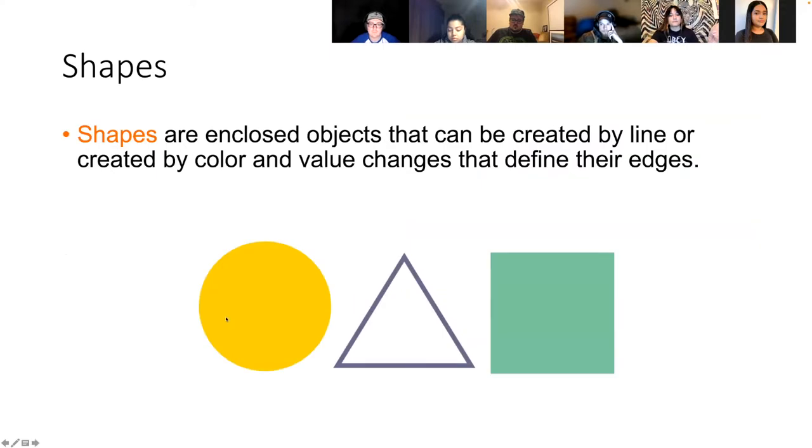So shapes. Shapes are enclosed objects that can be created by line or created by color and value changes that define their edges. I know that seems super basic, I'm telling you what shapes are. You probably all know what shapes are, but it's something you're going to have to think about in a completely different way now that you're studying graphic design. So circle, triangle, square, basic shapes, but a shape can be anything. It can be an organic shape, or it could look like something, a silhouette. There's all kinds of different shapes and you need to know how to use them.